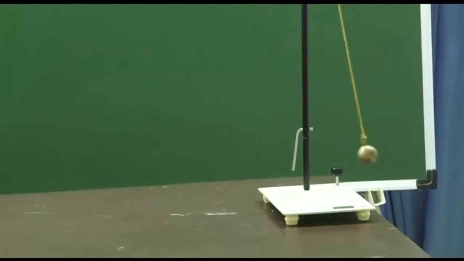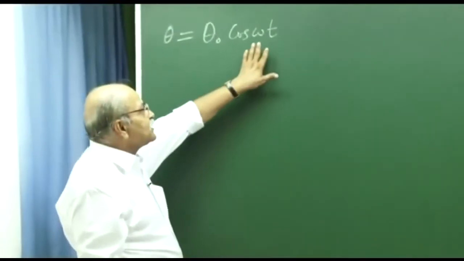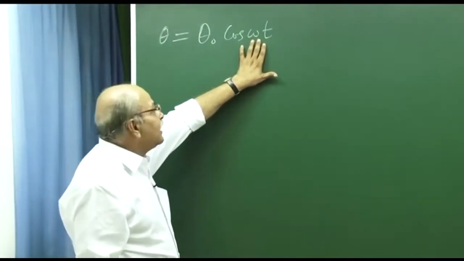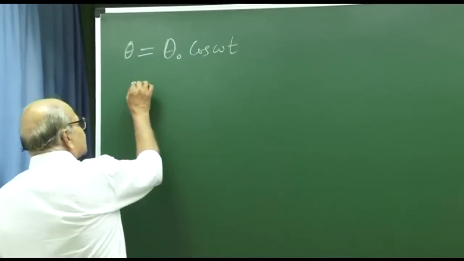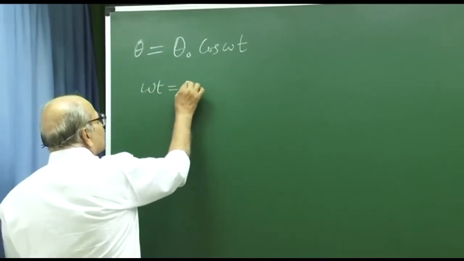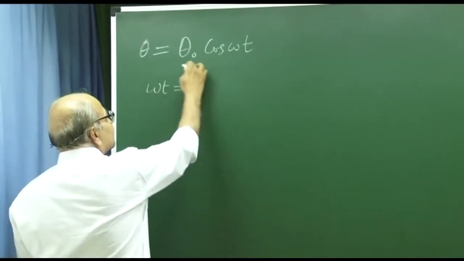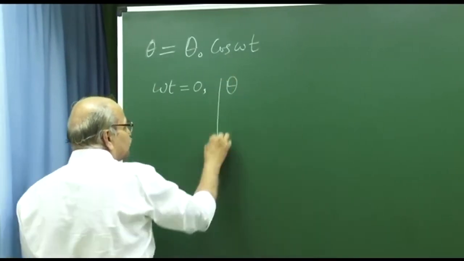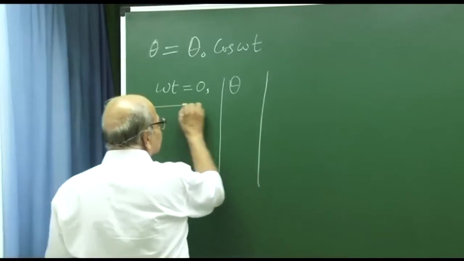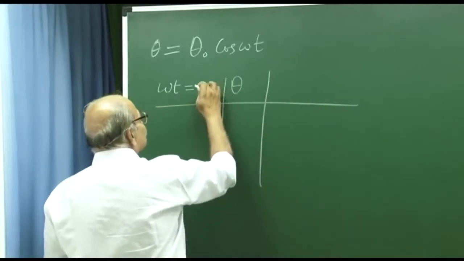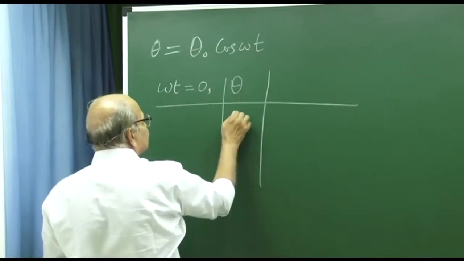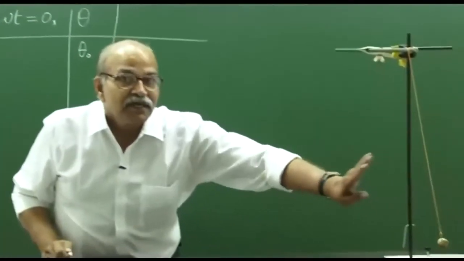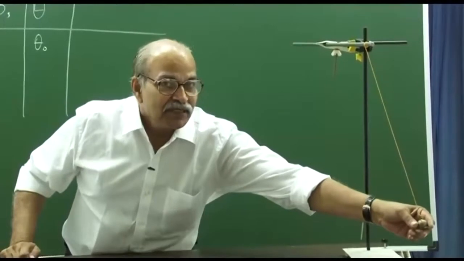So, this entire phase can be described mathematically just by giving the value of this omega t. And how? Let us see. Suppose omega t is 0. What does it say? It says that theta is equal to theta naught. So, let me make a table. Theta is equal to cos of 0, which is 1. So, theta is equal to theta naught, and it is positive. So, the pendulum is on its positive extreme, this position, theta naught.